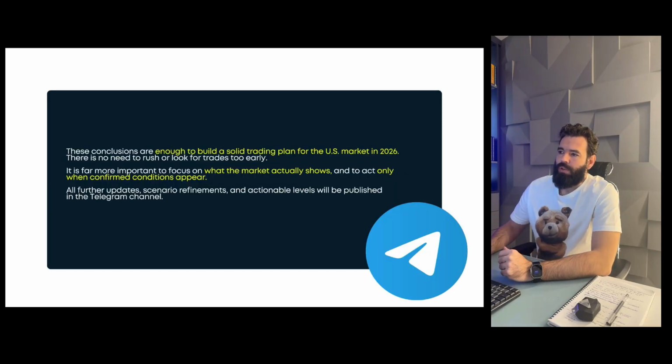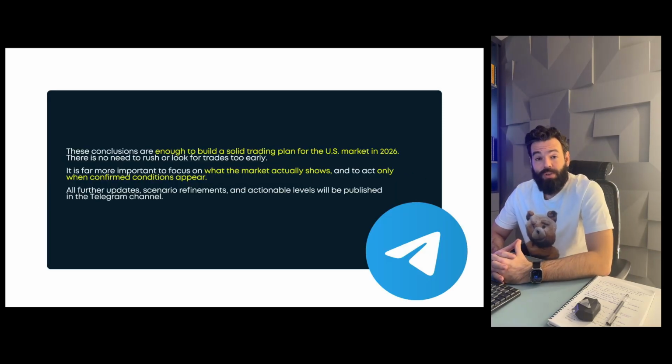Friends, these conclusions are enough to build a full-fledged trading strategy for the entire year of 2026. There is no need to rush or look for trades prematurely. It is much more important to focus on what the market is actually showing in reality. That is what I have presented regarding the level and dynamics within the pitchforks and within the wave structure.